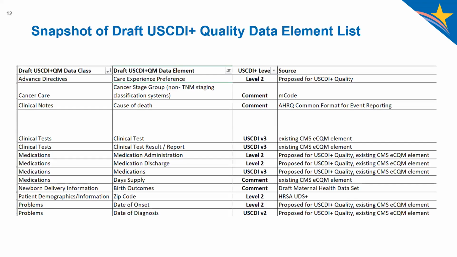Here's just a quick snapshot of what's included in our first draft of the USCDI Plus quality data element list, which is out for public comment right now. You will see 4 columns included, which are the data class, the data element, the level, which is a leveling similar to USCDI, and then the source of the data element, just to show exactly where we pulled that specific data element. Next slide, please.